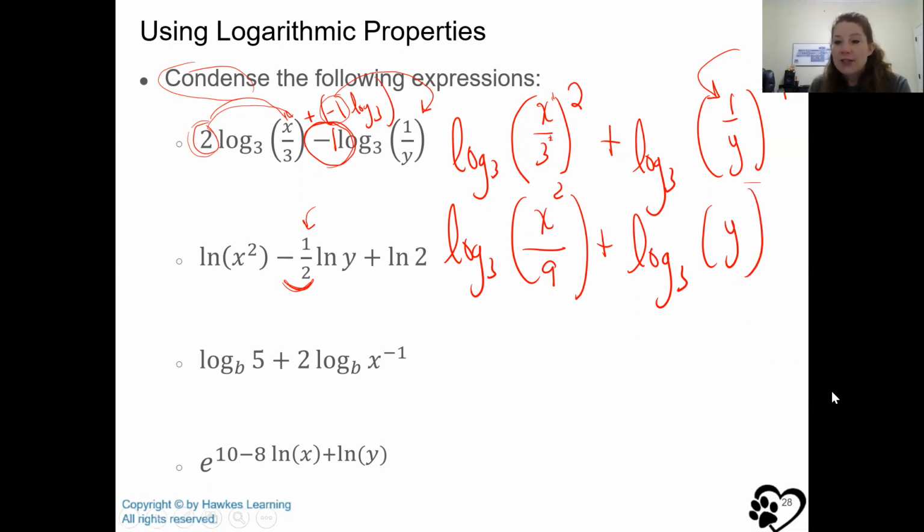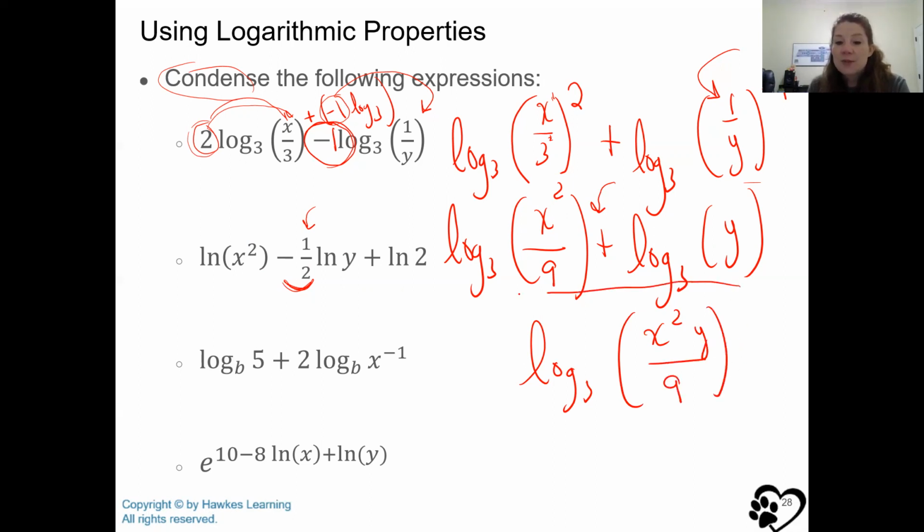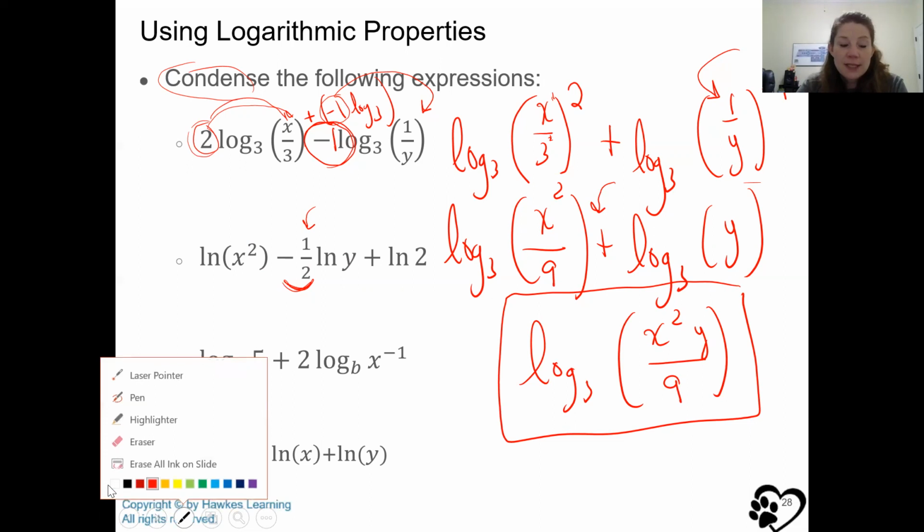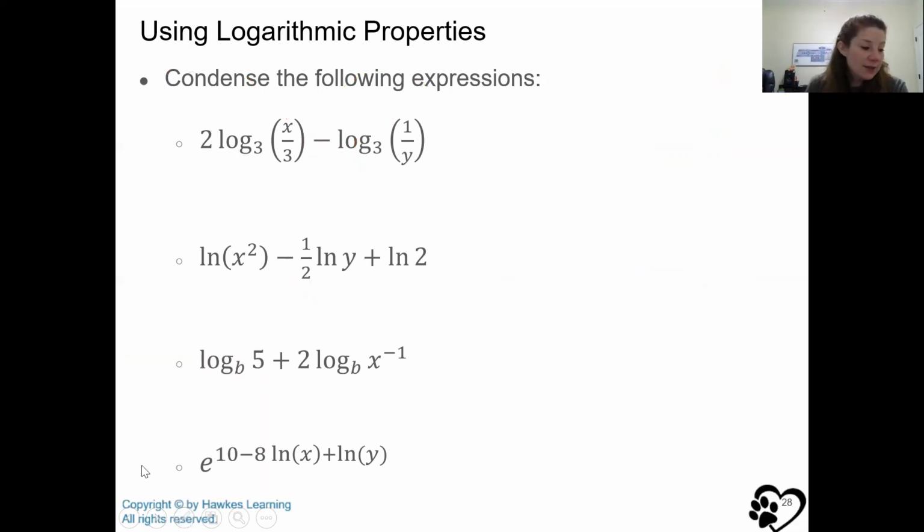All right, so finally we get to actually condense it. When we see addition, we're actually going to multiply. So if we multiply straight across, x squared times y, log base 3, x squared y over 9. And now there's nothing else we can do, and that is our final answer. I'm about to erase it all. All right, so let's try the next one. I'm just going to double check my notes, make sure I got everything. Yep, that's exactly what I got on the last one.